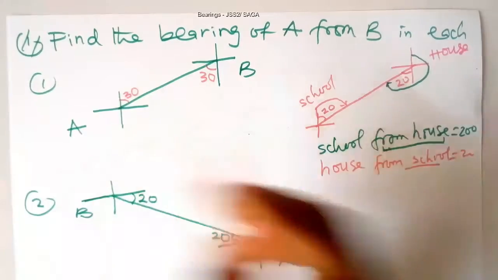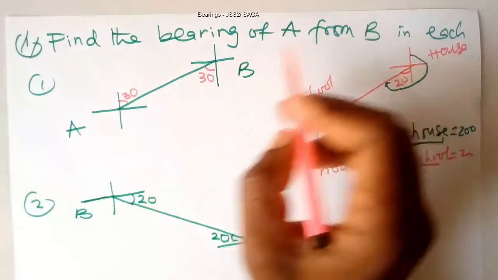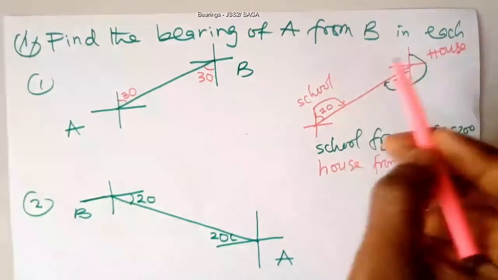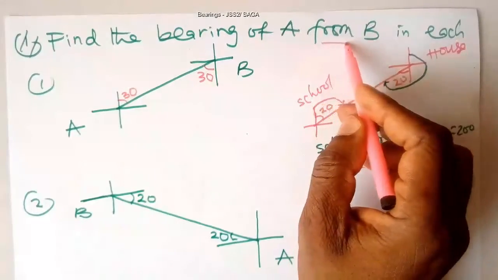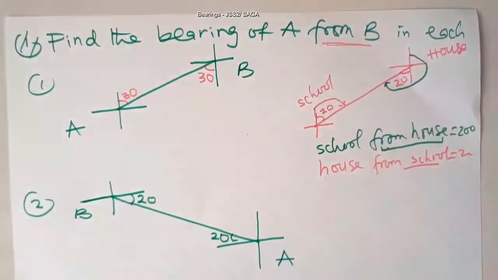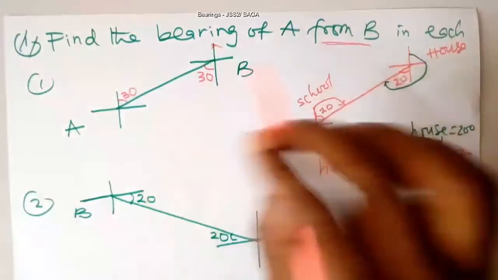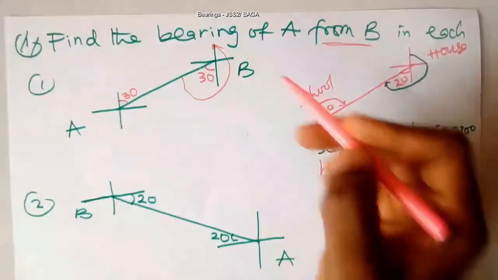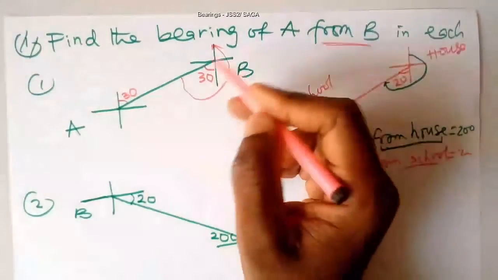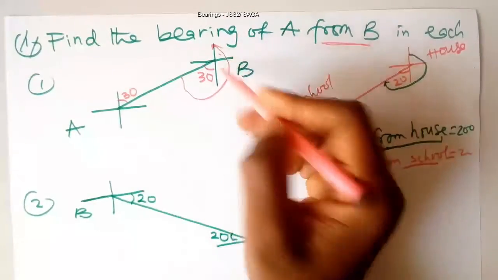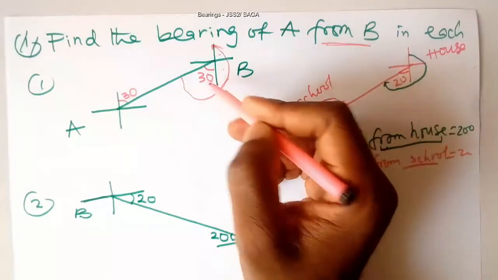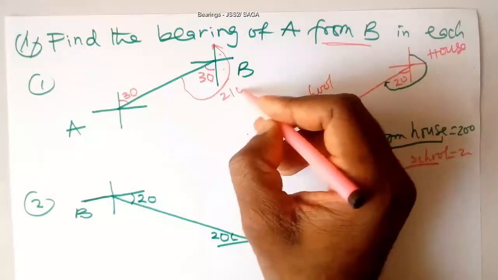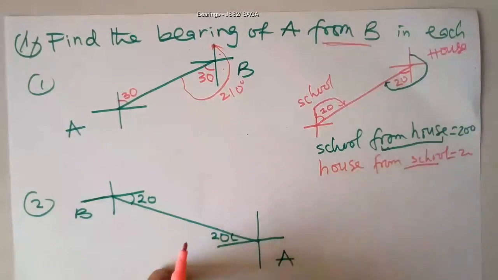So now let us see the question. Find the bearing of A from B. That "from" matters, it is the base. You go to B, you start from the north of it and move clockwise. So whatever you have in this reflex region, 90 plus 90, 180 plus 30, that is 210. It is 210. As simple.